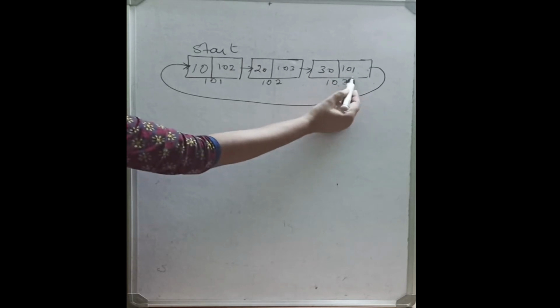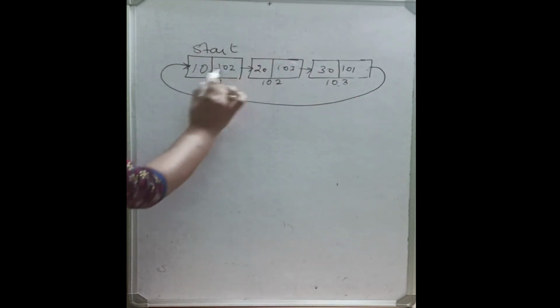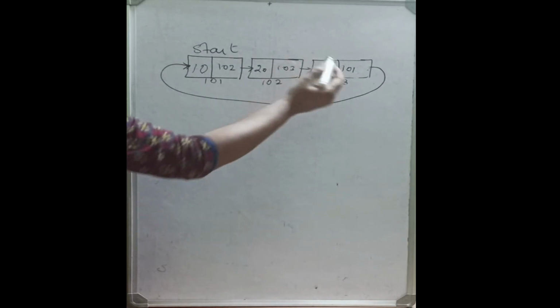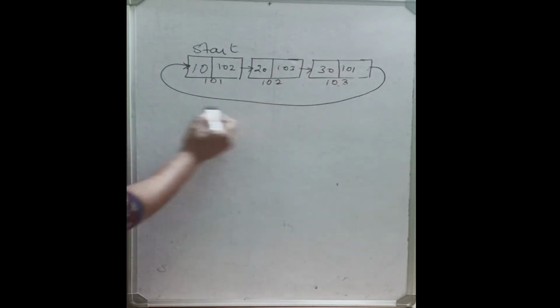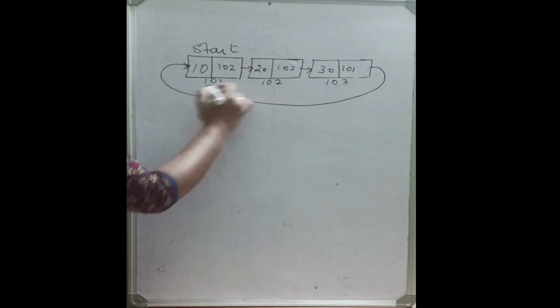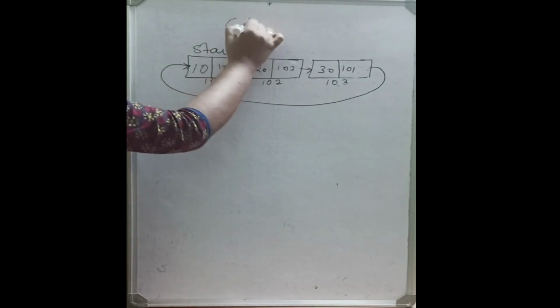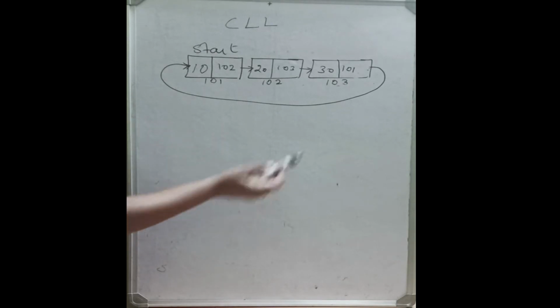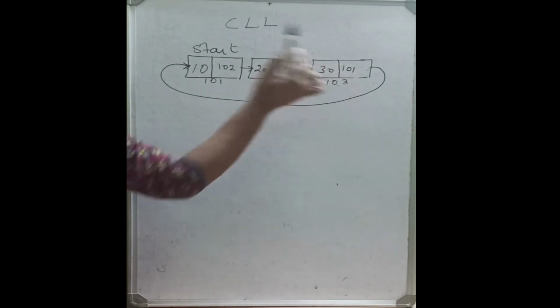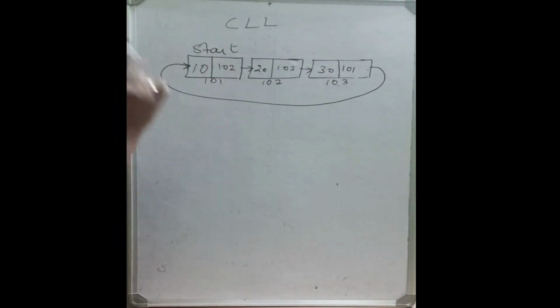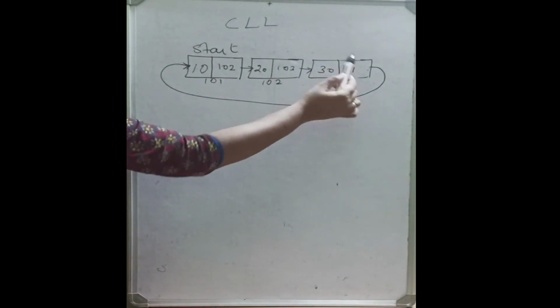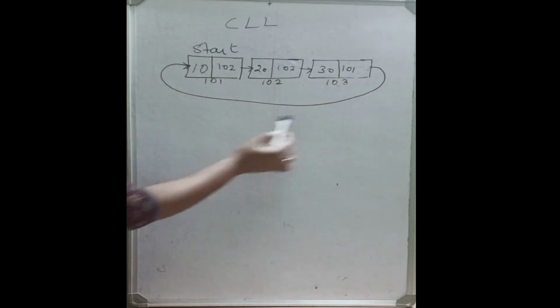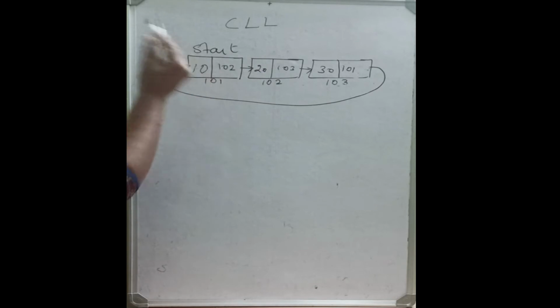In this field of the last node, we are going to store the address of the start node. So the last field of the last node will have the address of the start node. This structure is called a circular linked list. So there is only one difference. In a normal linked list, the last field of the last node will have a null value. In a circular linked list, the last field of the last node will have the address of the start node, I mean the first node. That is a circular linked list.